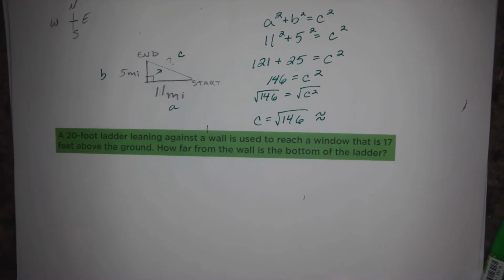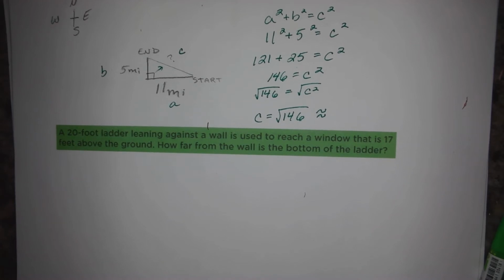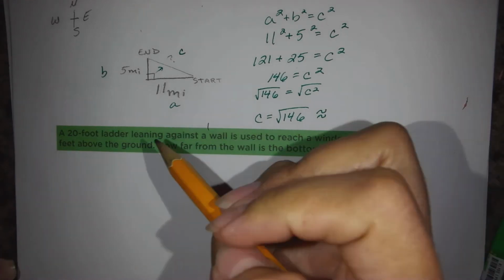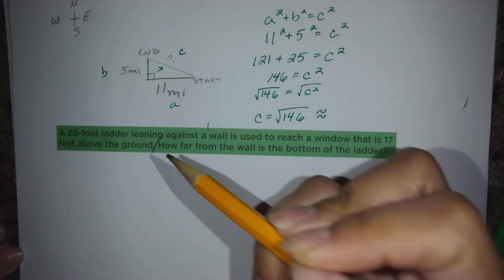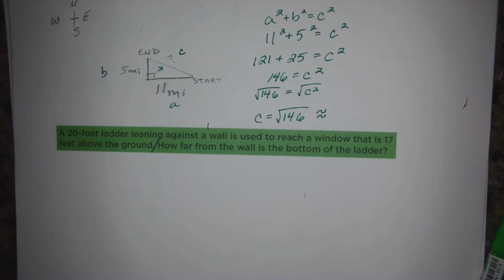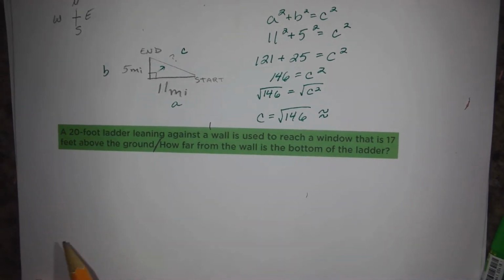Next up. A 20-foot ladder leaning against the wall is used to reach a window that is 17 feet above the ground, period. Again, I'm going to pause. I'm going to go draw. So I have a 20-foot ladder leaning against the wall. So I have my ladder. And again, it doesn't have to be perfect. It's just a sketch. My ladder.